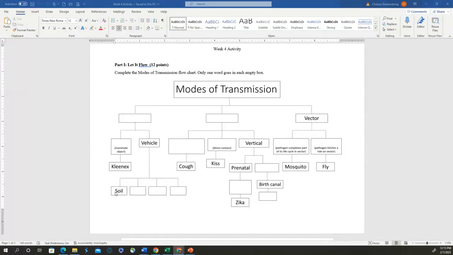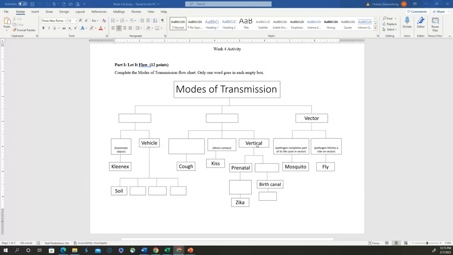Okay, so then again, down here, soil is one type of vehicle transmission. What are some other types or examples? Okay, so the end of a pathway should be the example. Okay, so these other boxes will normally be the names. Okay, so again, within vector transmission, what's one type of vector transmission and what's the other?